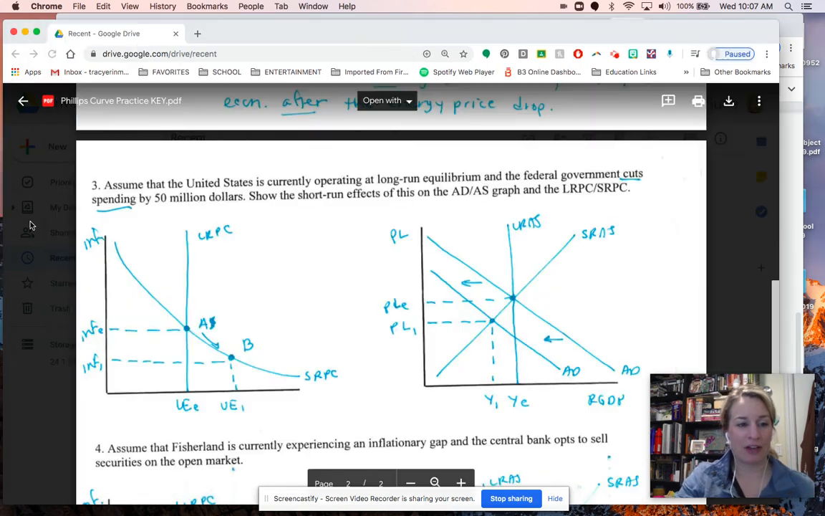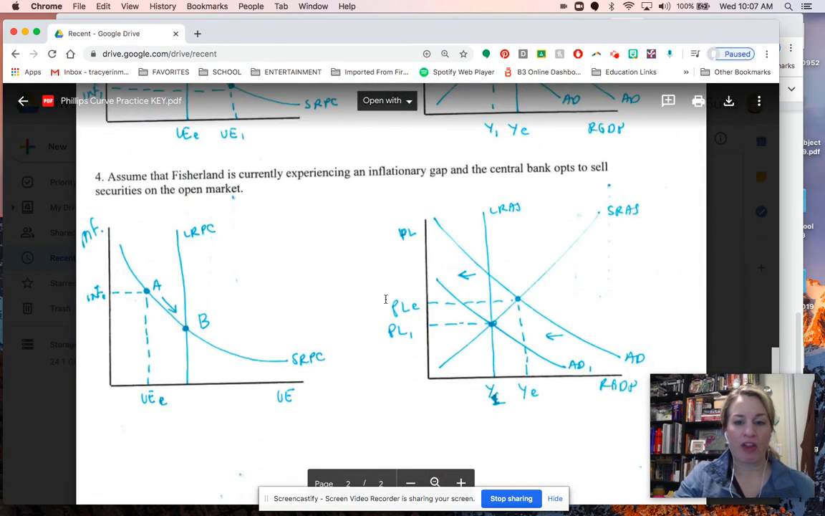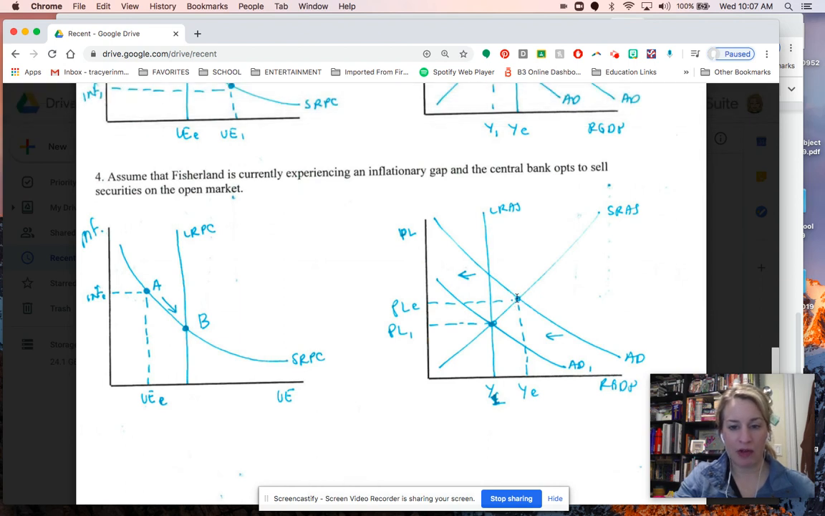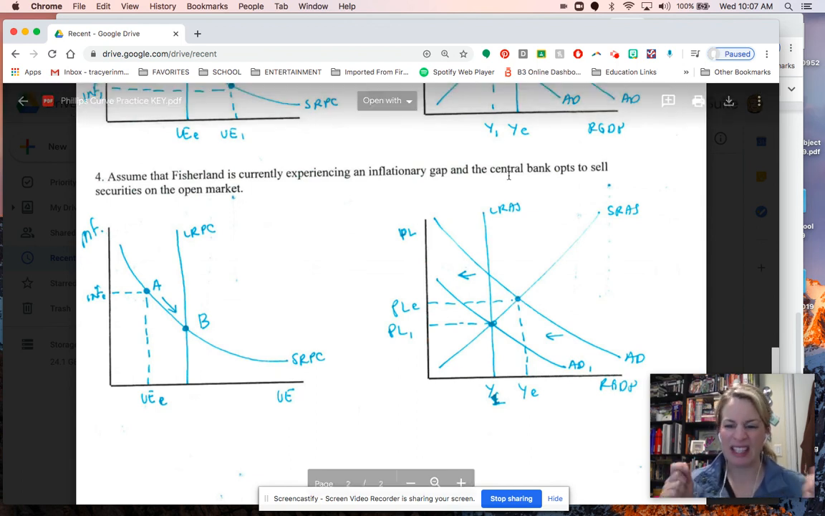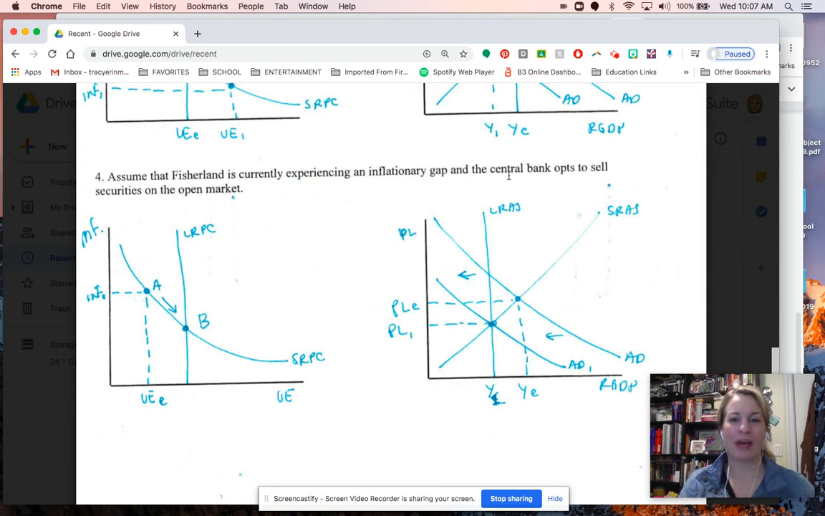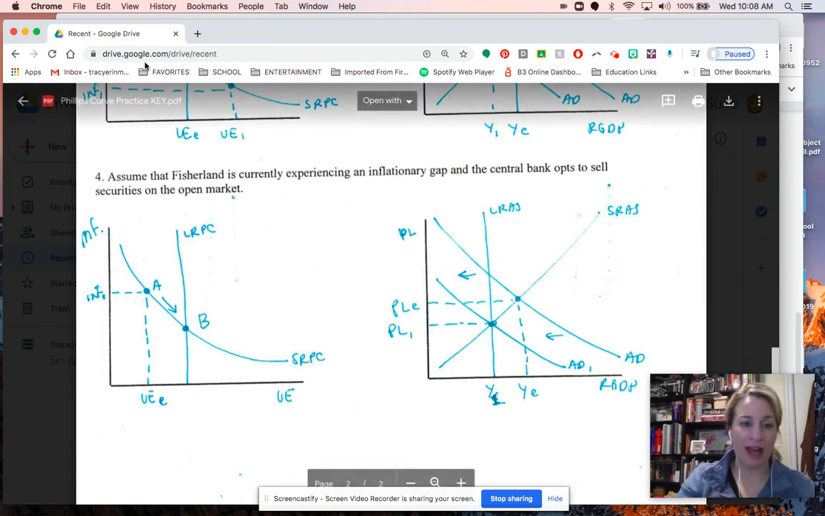So, let's take a look at this with Fisherland. So we started with an inflationary gap. You can see that on my answer key over here. We're producing beyond full employment. We're going to shift to the left. Now, I did move it all the way to the line because I'm operating on the assumption that the central bank is selling the exact amount of securities that would be necessary to contract the economy, using the multiplier effect, to full employment.